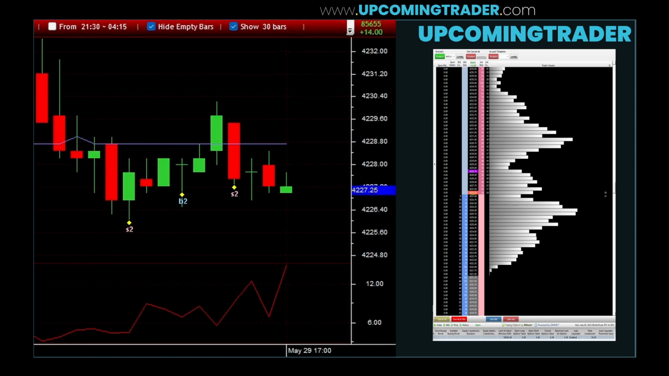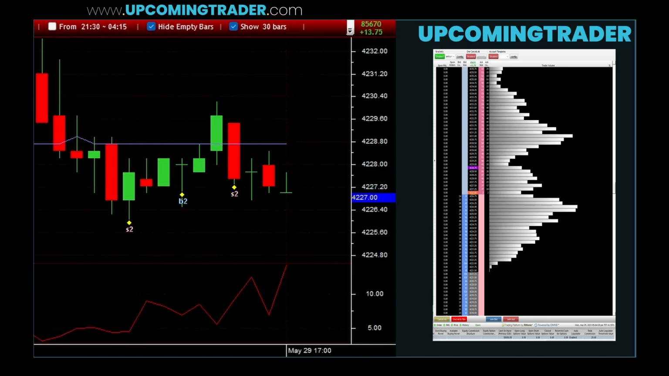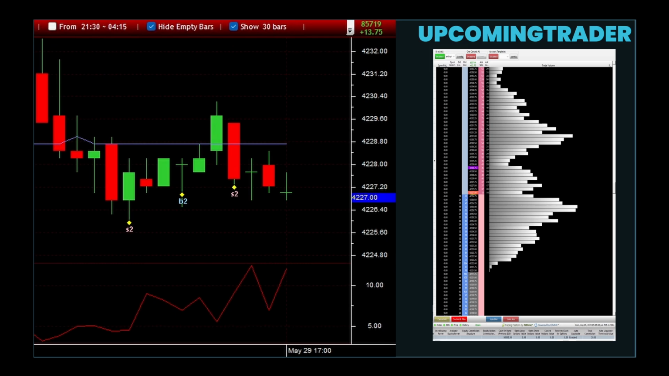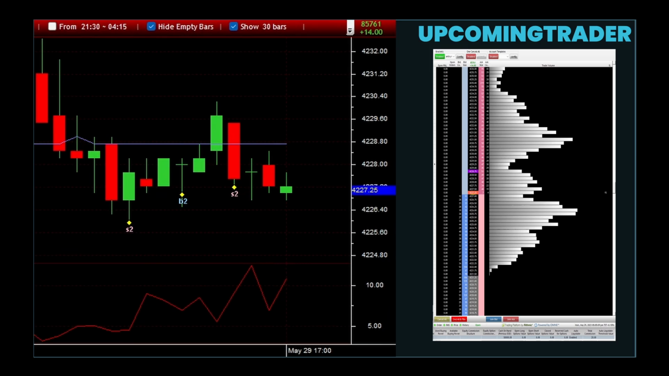Another key aspect of customizing your chart is setting up crucial levels. This includes levels such as the point of control, the value area, and the initial balance. The point of control is critical because it marks the price level where the most trading activity occurred. This is often an area where the market finds fair value, and it acts as a magnet for price action. Similarly, the value area is crucial because it represents the range where 70% of the trading activity took place.